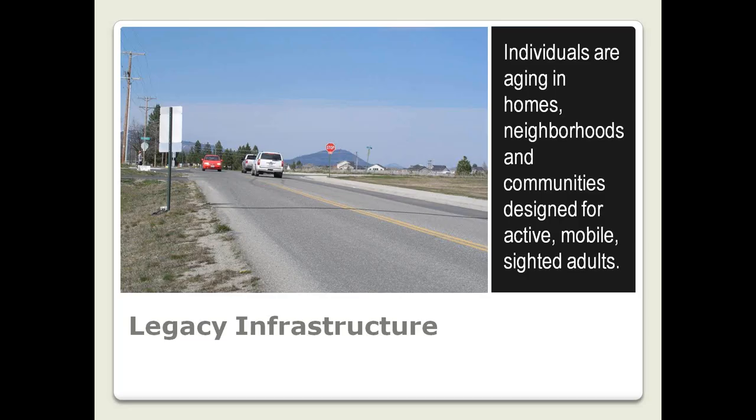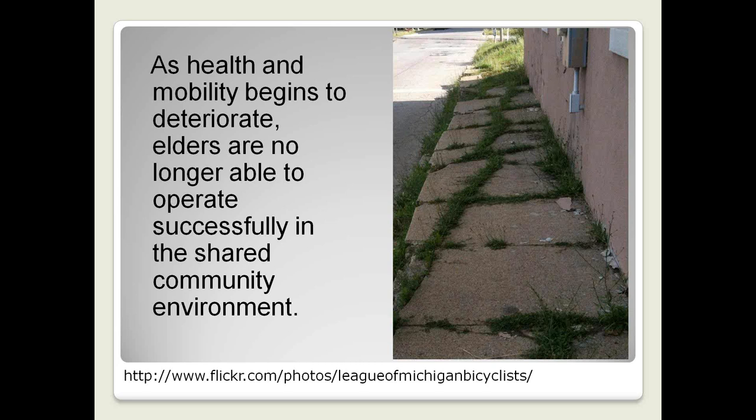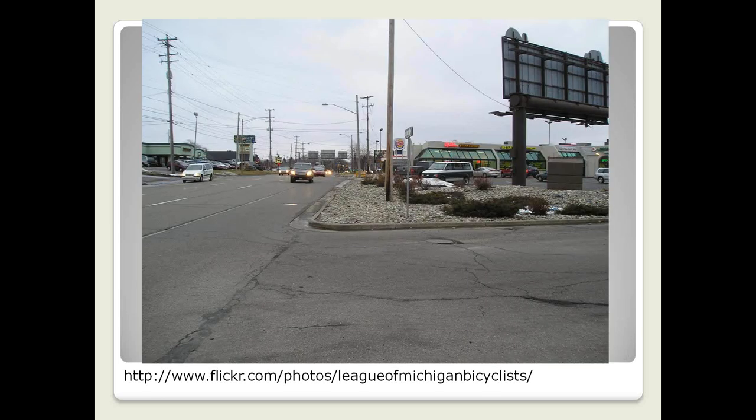And what's happening is that individuals, all of us, and those that we love, are aging in homes, neighborhoods, and communities that were designed for active, mobile, sighted adults. As health and mobility begin to deteriorate, elders are no longer able to operate successfully in the shared community environment, whether it is because that is a damaged or really old environment, or whether it's an environment that was not designed for people who couldn't drive.